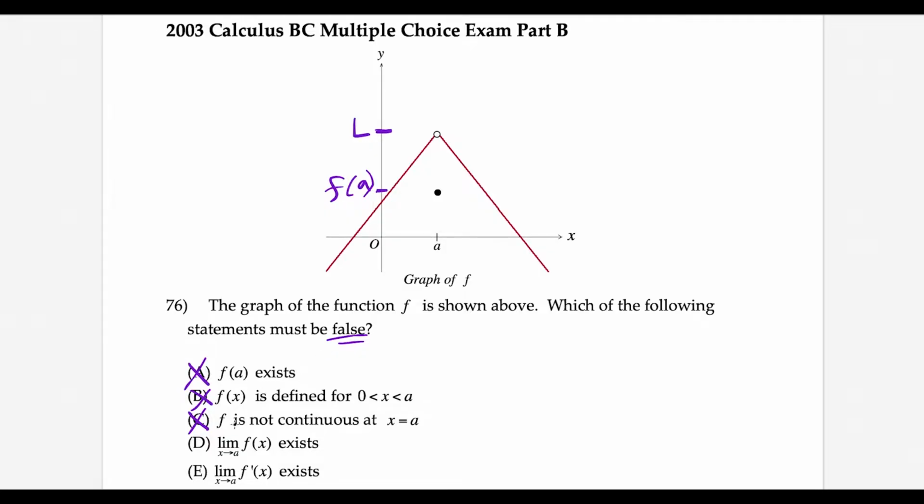We need the false one. The limit as x approaches a of f of x exists. That's a true statement. As we approach a from the left and right, we're heading towards capital L, which is our limit, so the limit does exist. By process of elimination, it has to be e, but this says the limit as x approaches a of f prime exists. But notice f is not continuous at x equals a, which automatically means that the derivative would not be continuous there. So that's another reason why e is definitely our answer.